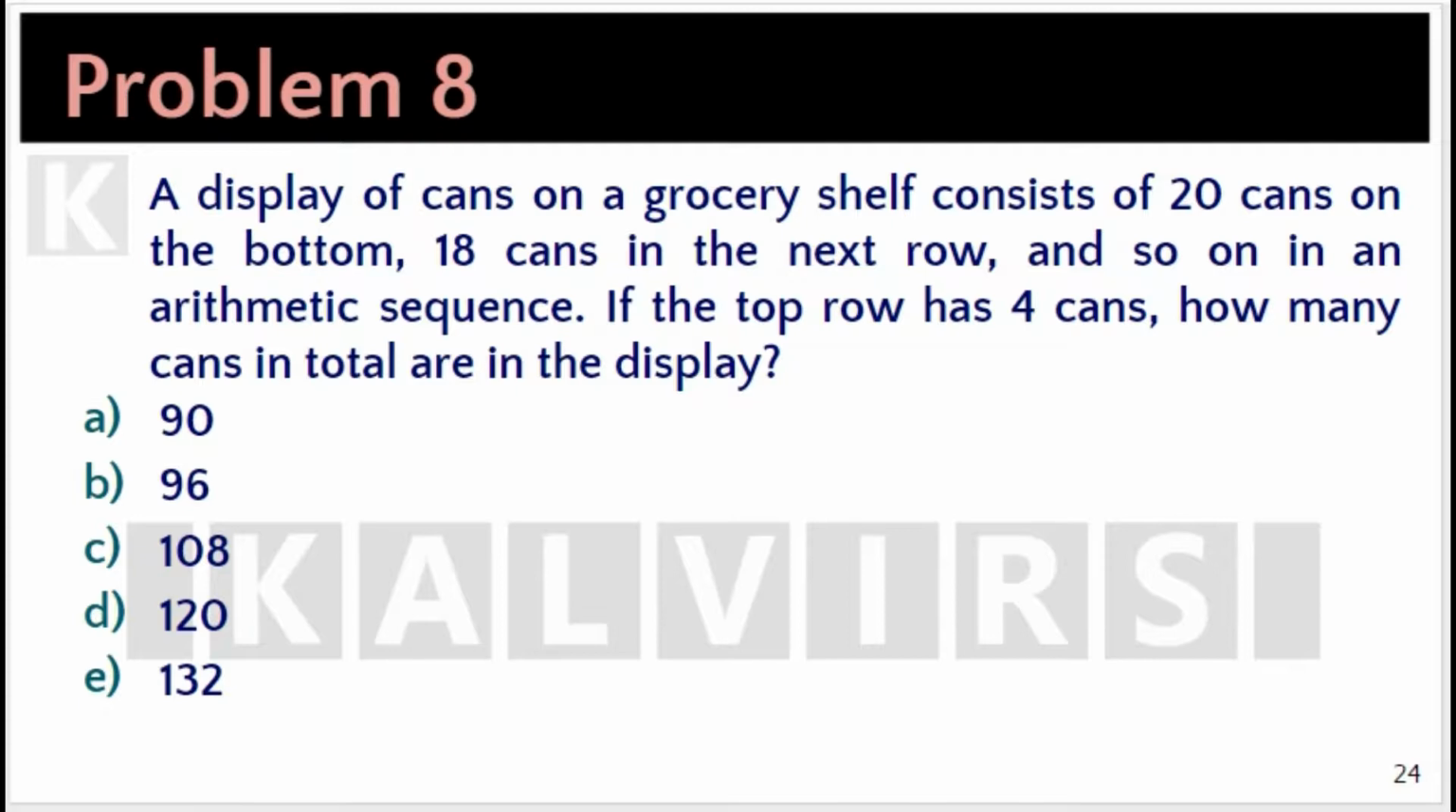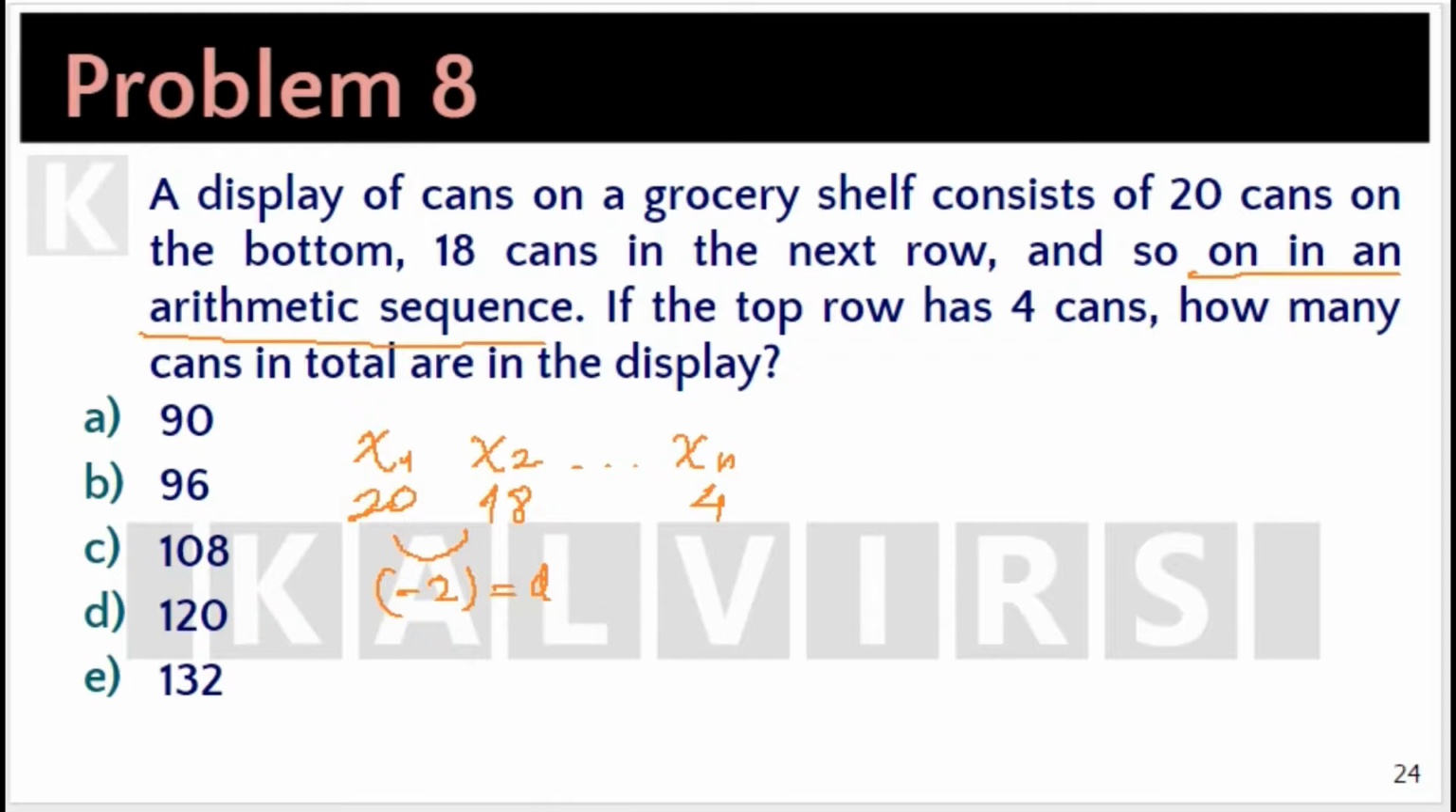First of all, the number of cans per row is an arithmetic sequence. Therefore, the first term is 20, the second term is 18, and the nth term is 4. The common difference between terms is -2. This is the common difference.